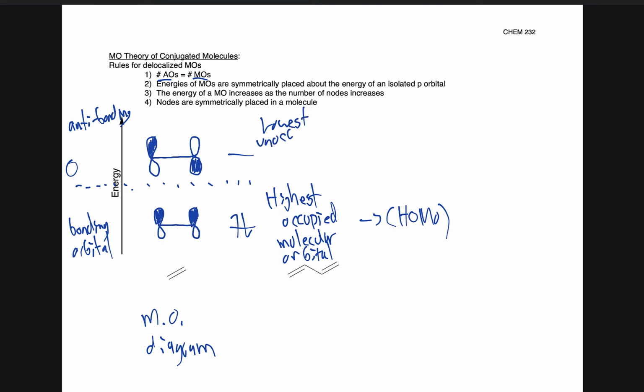unoccupied molecular orbital, which is our LUMO. This is terminology just to say that this is where we have our highest electrons in a molecular orbital, and this is our lowest place where we have no electrons. This will be important later when we have more than just two molecular orbitals to look at.